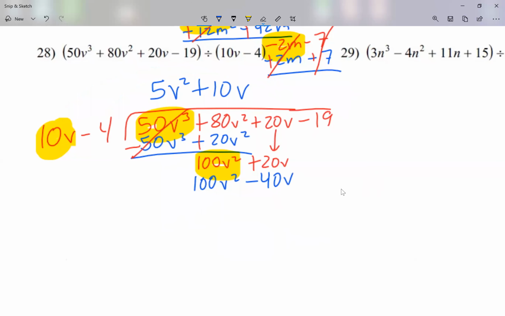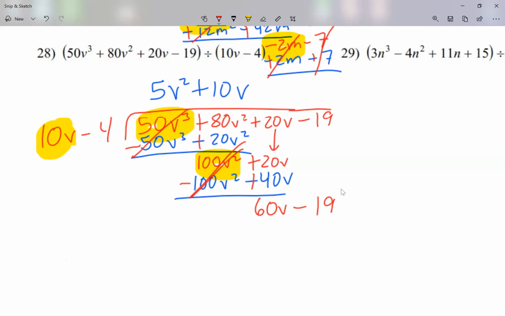Okay, let me ignore those lines. I'm going to subtract these two polynomials. And I know when I subtract, I change the sign of the second polynomial. So let's change this to minus 100 plus 40. All right, 100v squared minus 100v squared, they cancel out, which is what I wanted. 20v plus 40v gives me 60v minus 19.